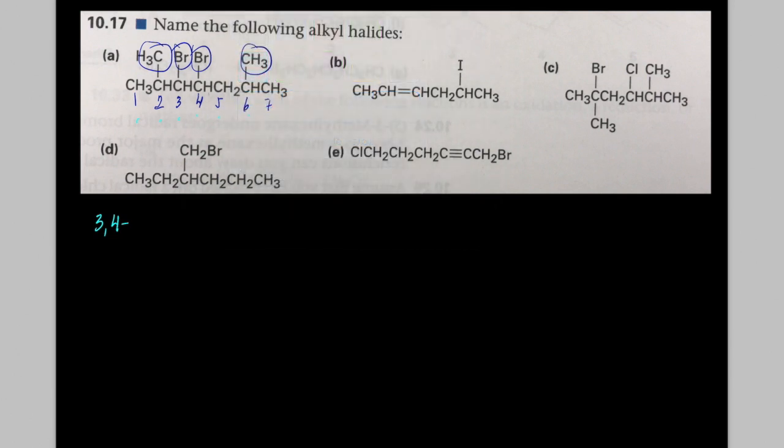Let's get back to the name. 3,4-dibromo, and then we have a 2,6-dimethyl. And we end the name with heptane.